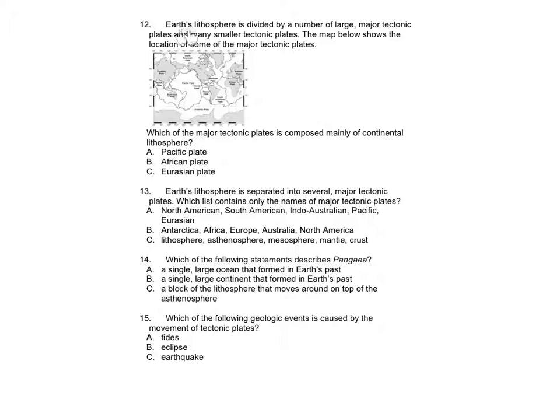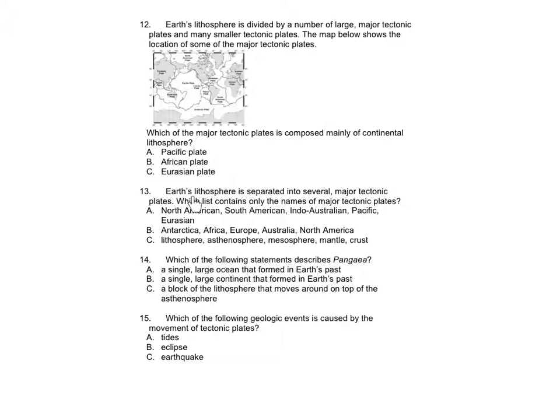Number 12. The Earth's lithosphere is divided by a number of large major tectonic plates and many smaller tectonic plates. The map below shows the location of some of the major tectonic plates. Which of the major tectonic plates is composed mainly of continental lithosphere? A. The Pacific plate. B. The African plate. C. The Eurasian plate.